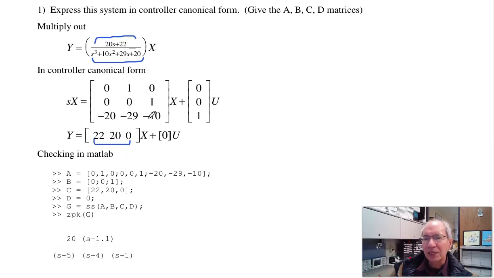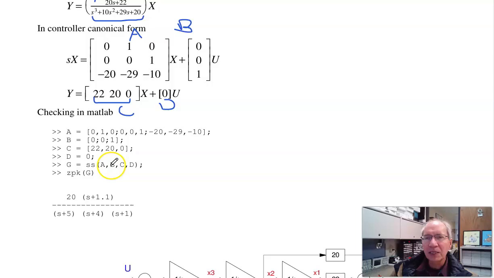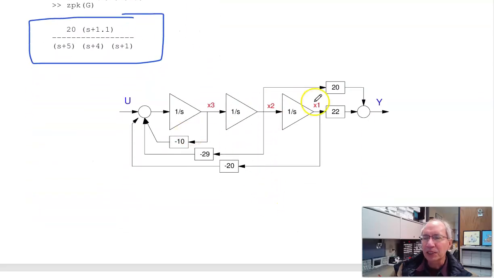I can check in MATLAB. Input the A, B, here's your A matrix, B matrix, C matrix, and D is 0. Into MATLAB, find the transfer function, and sure enough, that's a valid representation. What that looks like in terms of block diagrams, this wasn't asked for, but this is what controller form looks like, cascaded integrators with the input.